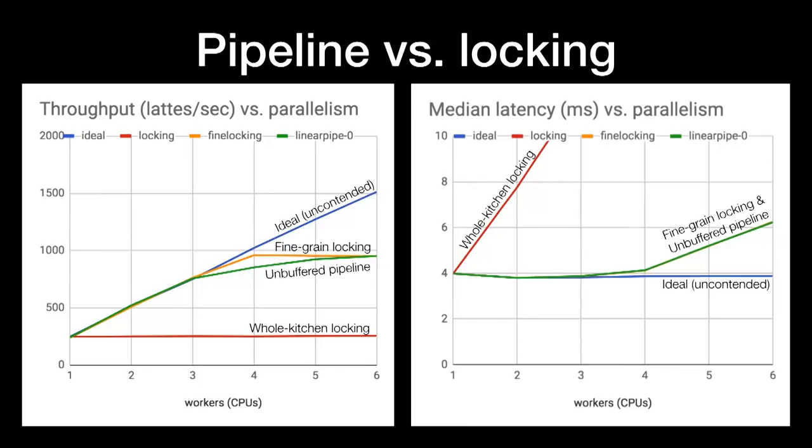When we look at the performance of this pipeline, this is the green line, it looks a lot like the fine-grained locking implementation. The latency is identical, but the throughput is slightly less until we reach 6 CPUs. Why is this? Latency is the time it takes to run each of the 4 stages in sequence, so it makes sense that it would remain the same in the locking and pipeline implementations. But the pipeline's throughput is less because it is not utilizing the 3 contended machines as efficiently.